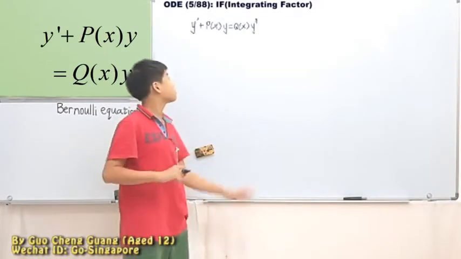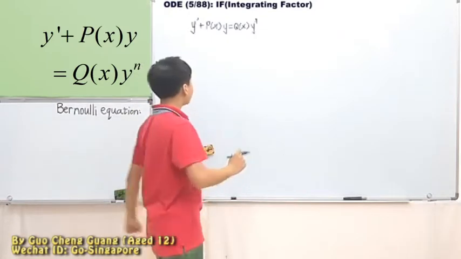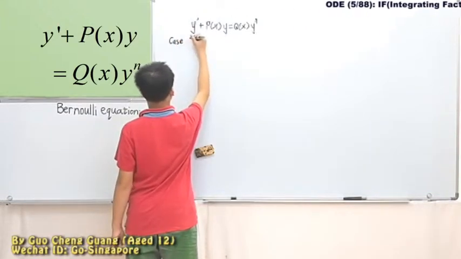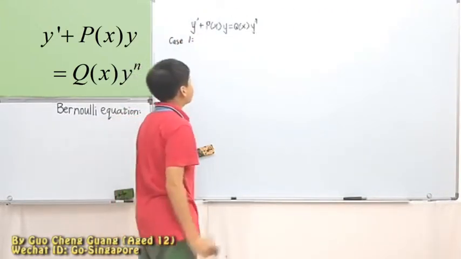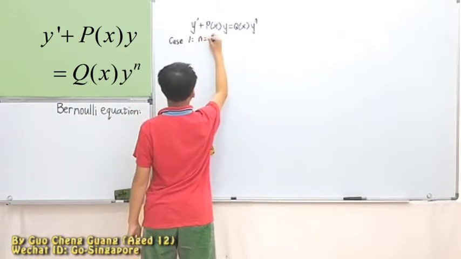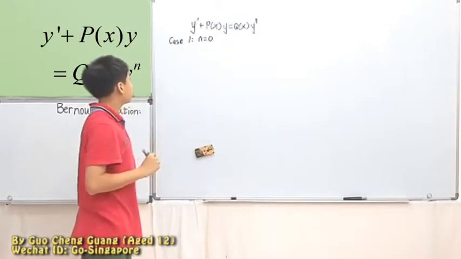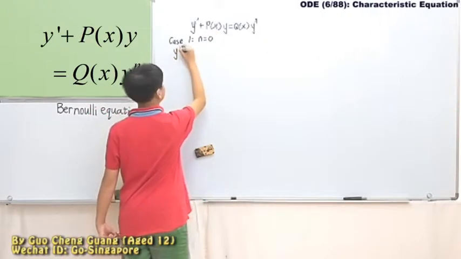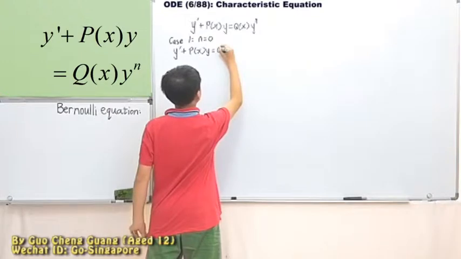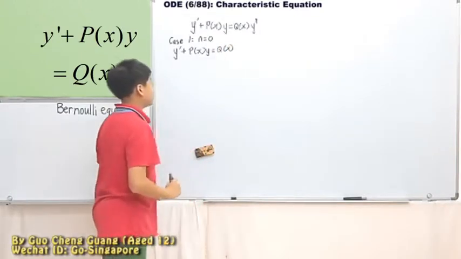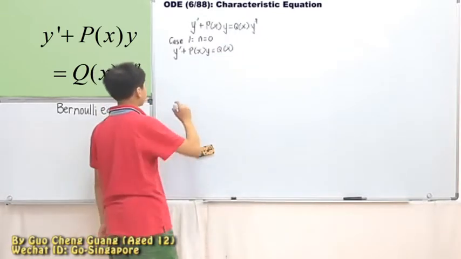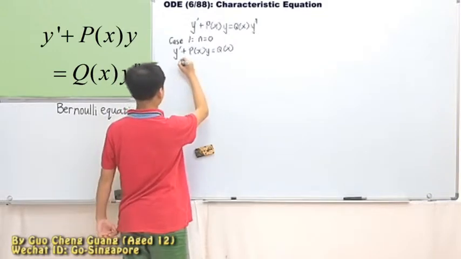p(x), we can leave it as p(x). q(x), we also can leave it as q(x). But this n, we need to go by casework. Case number 1: what if n equals 0? If n equals 0, you'll get something like this. Now, we have already said about this just now. We're going to use the integrating factor. Right now, here I'm going to solve it out.